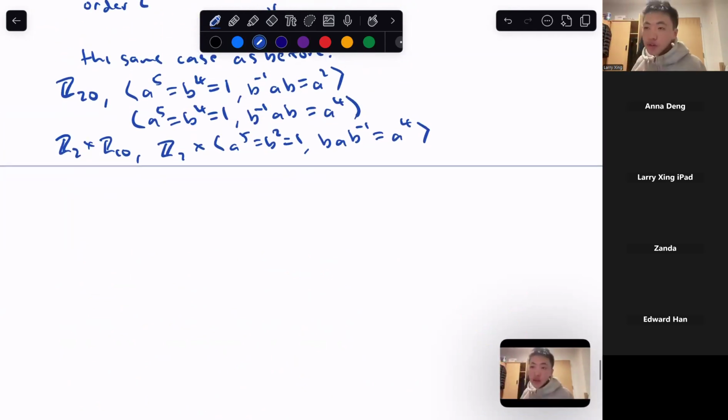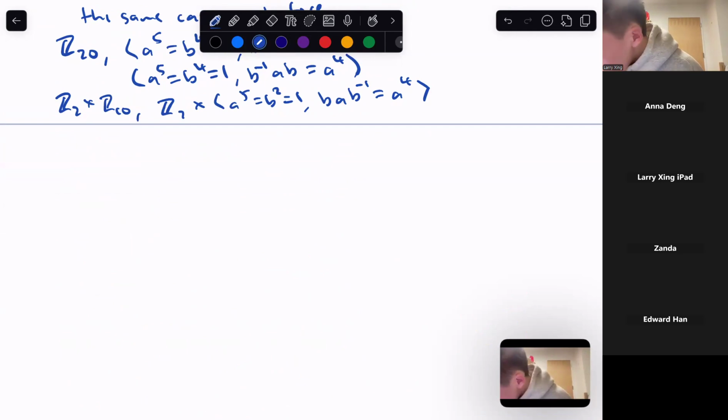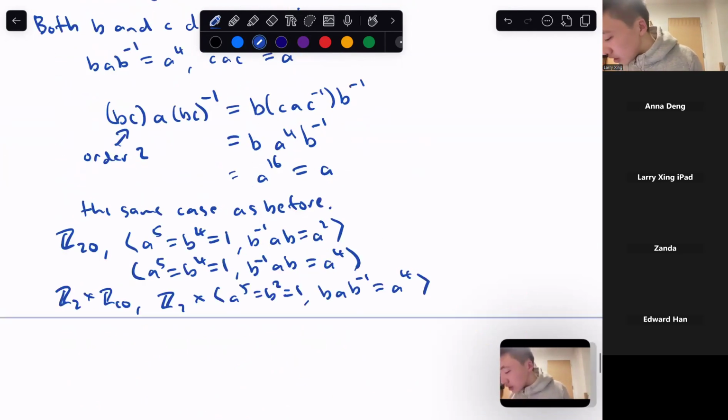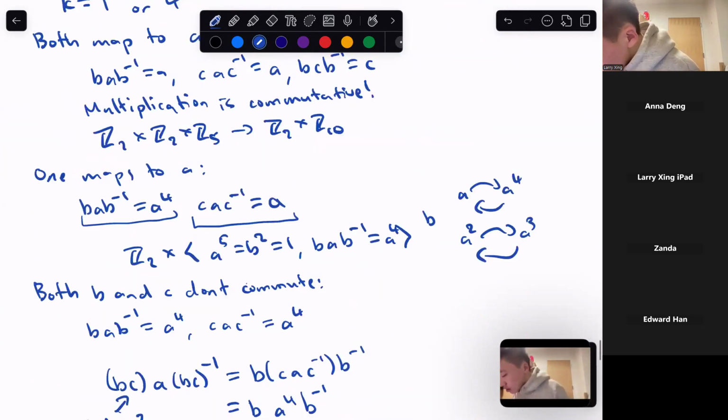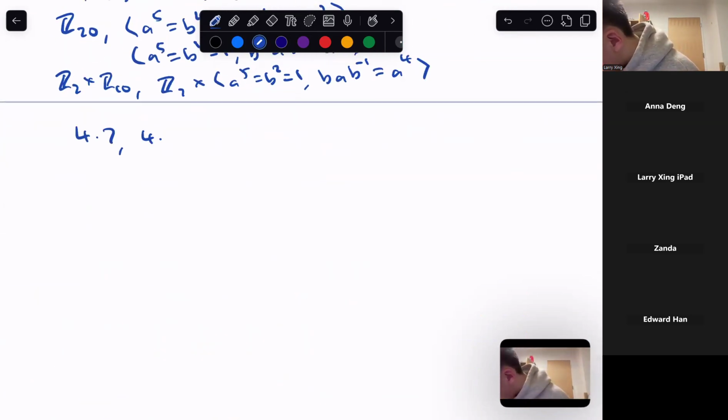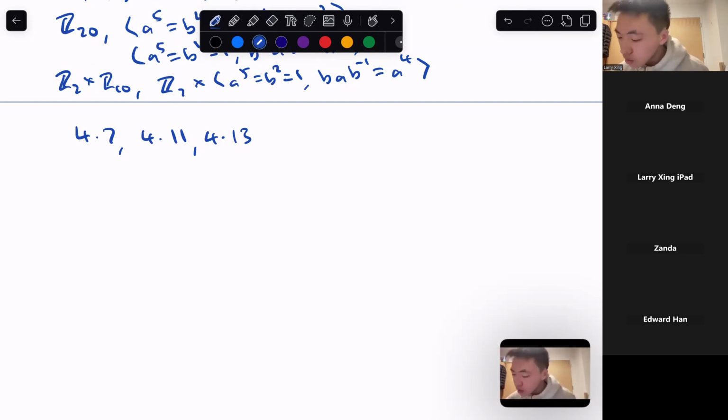So we've essentially classified the types of groups of order P times Q, and now of order like 4 times 5, which you can generalize this exact approach to 4 times 7, 4 times 11, 4 times 13. And I actually encourage you to do the math and try out these cases. I think it'll be pretty rewarding. For other types of numbers, I also encourage you to try.